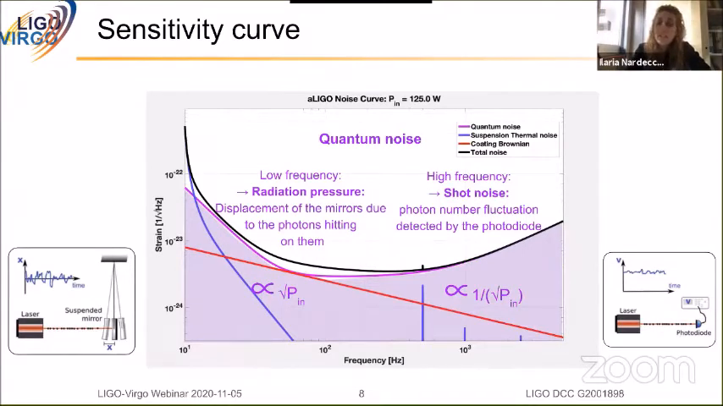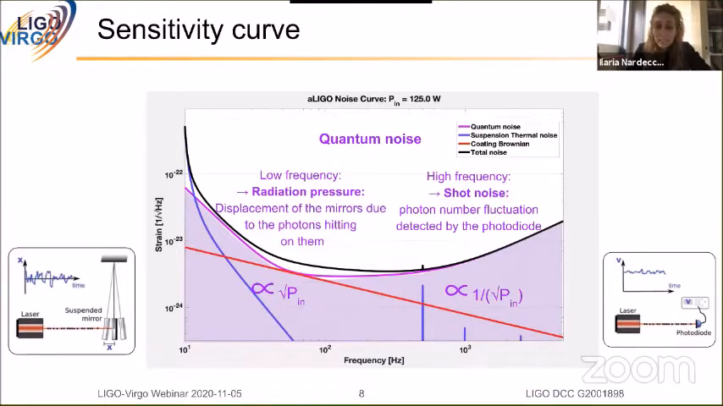Also in this case, we have a displacement noise because the photons hit the mirror, changing again the position of the mirror and mimicking the effect of the gravitational wave passage. At high frequency, the dominant noise is the shot noise. This is different from the thermal noise or radiation pressure because it is a readout noise due to the fluctuation of the photon number detected by the photodiode. The radiation pressure is proportional to the circulating power in the detector, while the shot noise is inversely proportional to the circulating power in the detector.